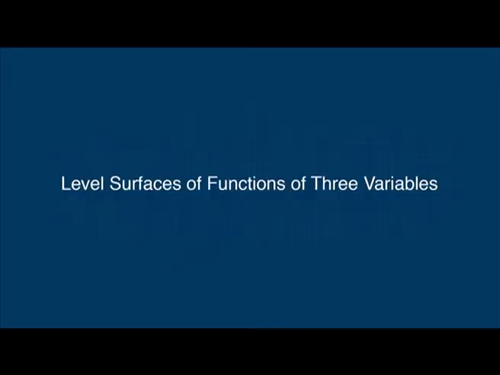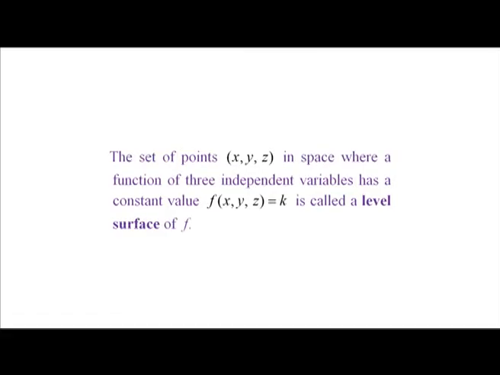Level surfaces of functions of 3 variables. The natural extension of level curves to functions of 3 variables is not a curve, but a surface called a level surface. The definition follows. The set of points (x, y, z) in space where a function of 3 independent variables has a constant value f(x, y, z) = k is called a level surface of f.